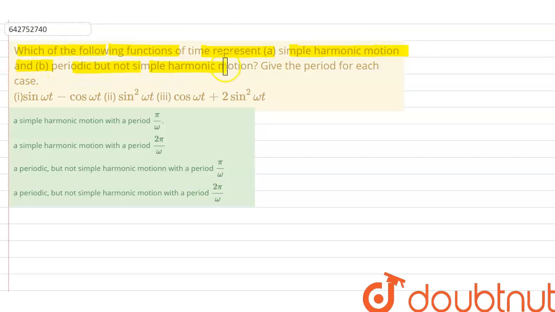The question is, which of the following functions of time represent simple harmonic motion and periodic motion but not simple harmonic motion? So give the period for each case. Our first case is sin omega t minus cos omega t.